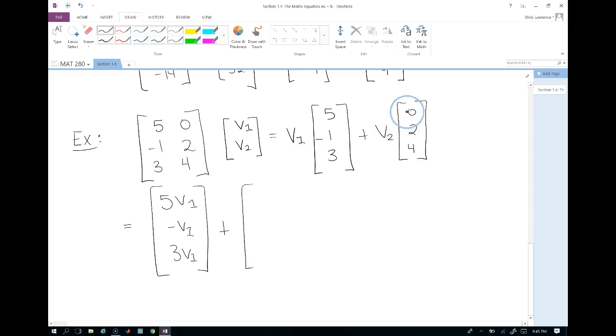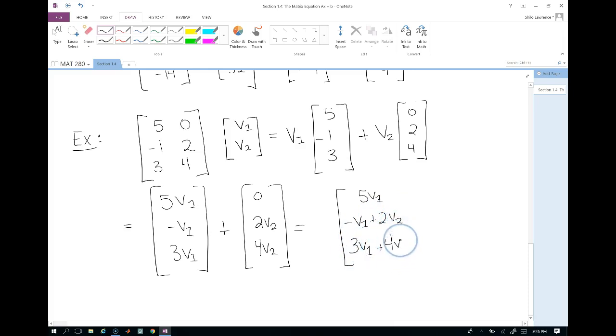When I distribute my v2, I'm still going to get a 0 here, because v2 times 0 is 0. Then we have 2v2 and 4v2. And now I've got 2 matrices of the exact same size, and I can combine them. And I end up with 5v1 - v1 plus 2v2, and 3v1 plus 4v2. That's almost starting to look like a system of equations.